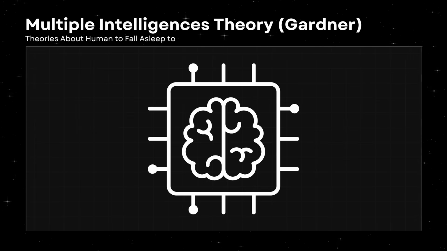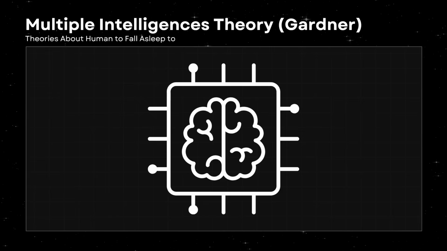Gardner later added naturalistic intelligence. This involves recognizing patterns in nature, classifying living things, and working well with the environment. Farmers, botanists, and environmentalists use this kind of thinking. A person with strong naturalistic intelligence may enjoy hiking, gardening, or observing animals. A child who collects rocks, knows bird calls, or notices weather changes may show this type of skill.